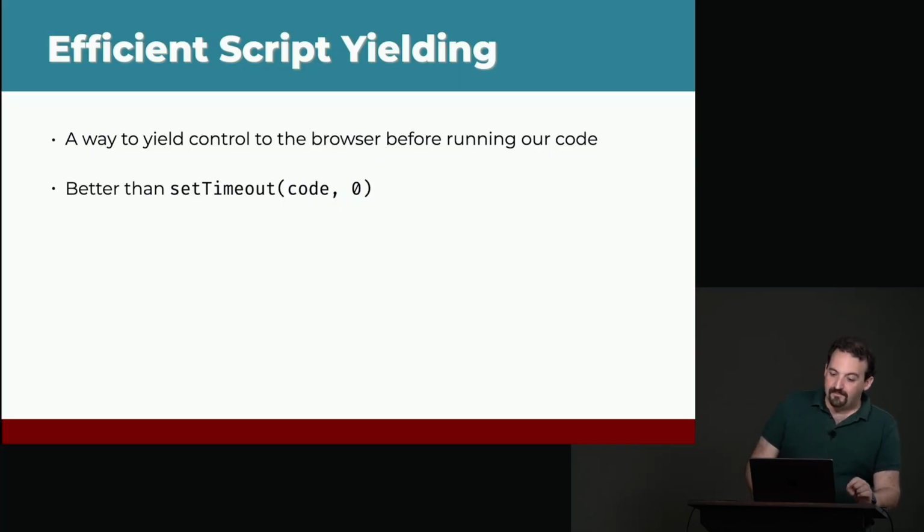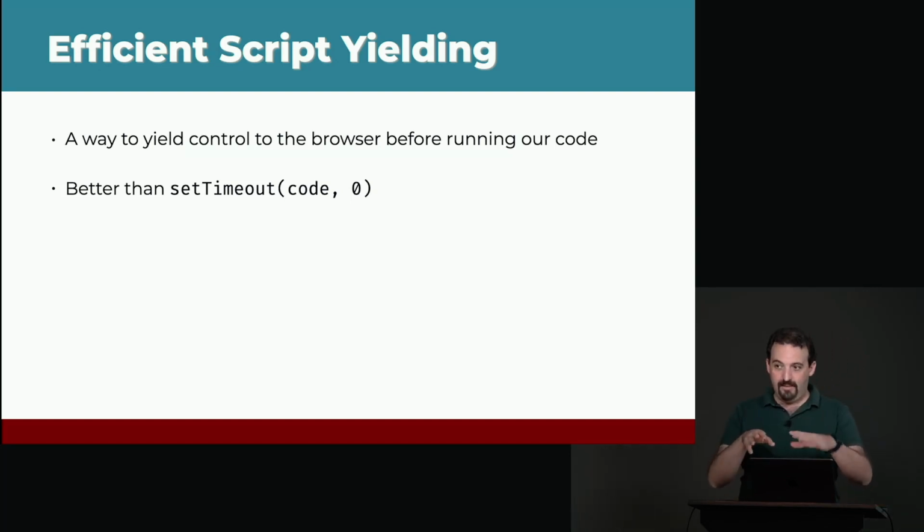Efficient script yielding. In this case, it's a way to yield control to the browser before running our code. It's the new version of setTimeout 0. I'm not sure if you have seen that before. So setTimeout, I've used that in a lot of web apps, like a decade ago, doing apps for smart TVs and smartphones. The idea is that you say, you know what, I need to execute this code. Okay, I need to. But first, browser, go and do your stuff and then come back to me.